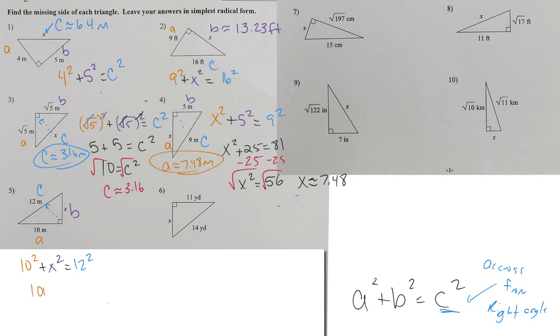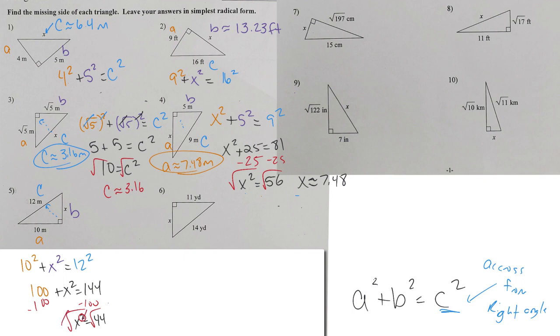So I have 100 plus X squared equals 144. I'm going to minus 100 from both sides. Remember, it's basically a solve problem. We have to get X by itself. So I have X squared equals 44. Now to get rid of this little 2, I have to square root both sides. That's what makes those 2 cancel. That's why we're left with just X.